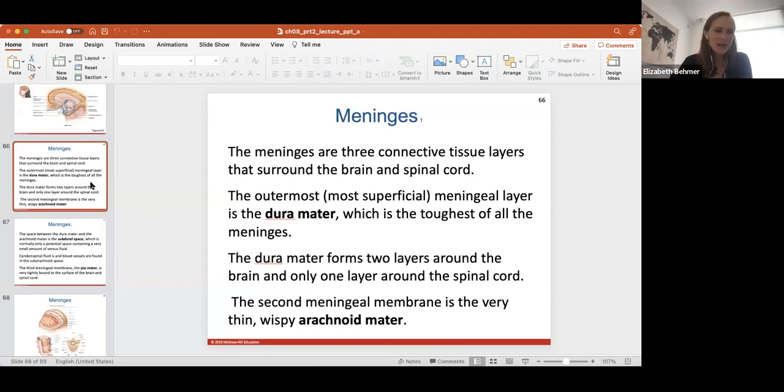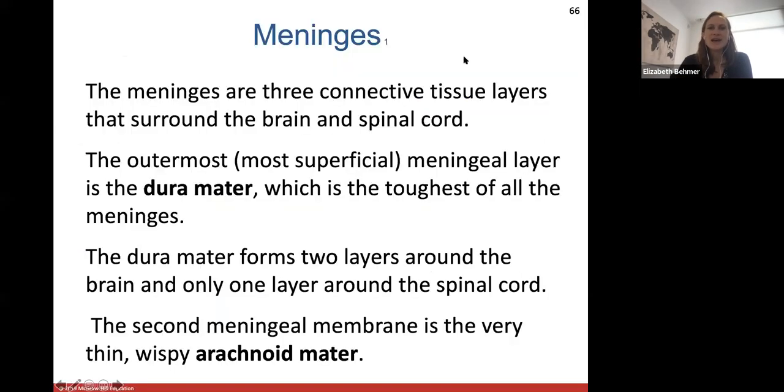All right, so where we ended up with chapter 8 was talking about the meninges. And the meninges are three connective tissue layers that surround your brain and your spinal cord.